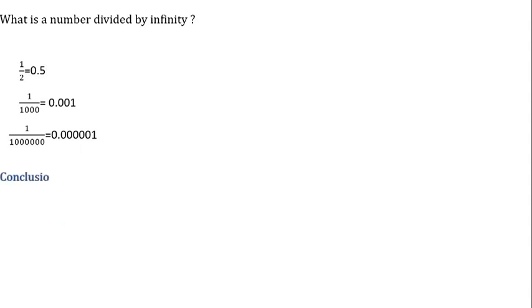So our conclusion: any number divided by infinity gives us 0. Any number divided by infinity is 0. So that's it. We'll look at examples of limits at infinity.